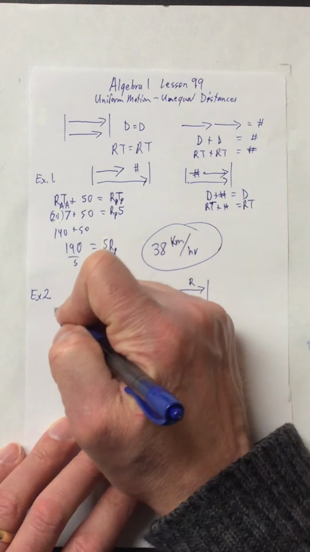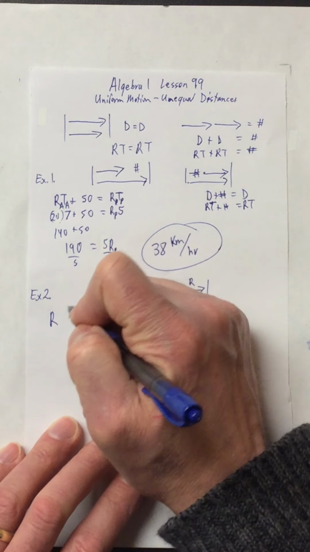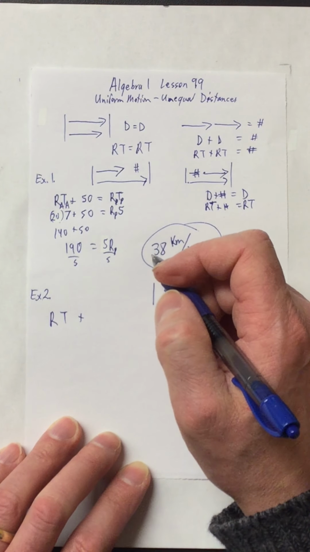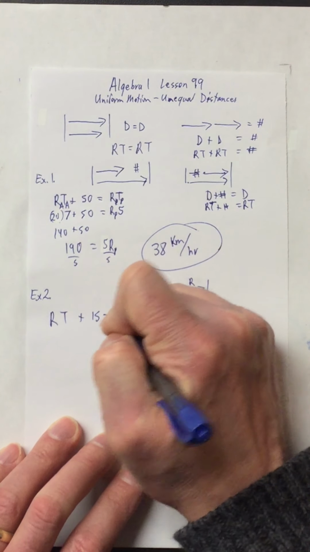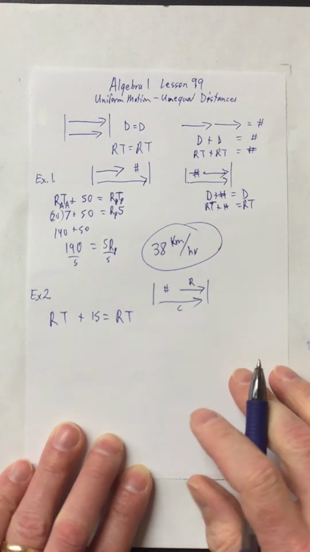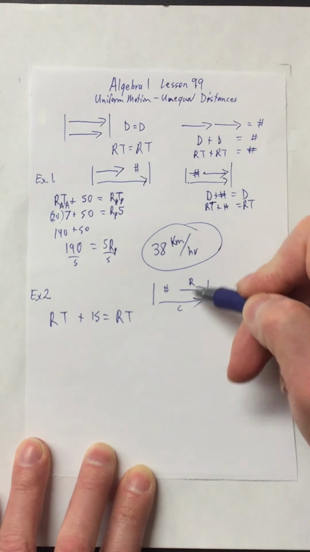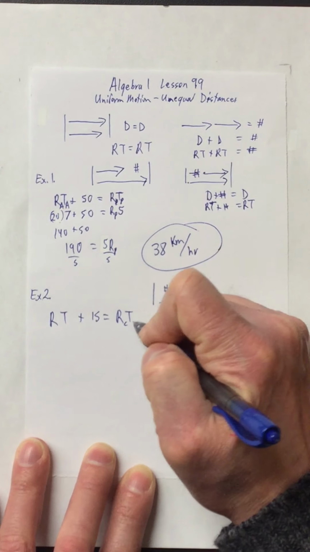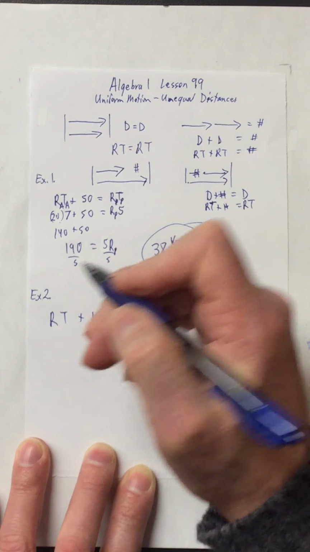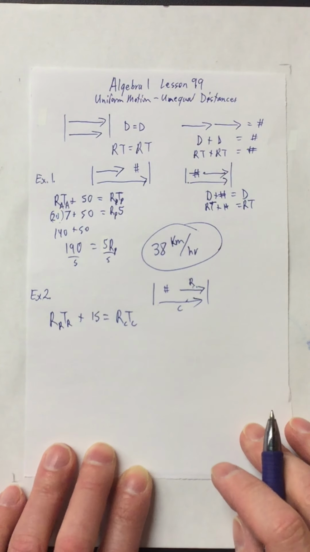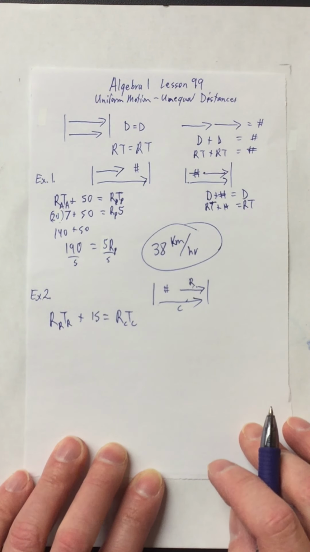All right, let's set up our equation. So we got RT plus a certain amount. That certain amount is the head start, which is 15 kilometers, equals the other rate and time. Who is faster? Who goes the larger distance in our scenario between these two arrows? It's going to be Charlene, so she gets the C's, and Rachel is in the first part there. All right, what other information do we have? It says, how long will it take Charlene to catch Rachel?